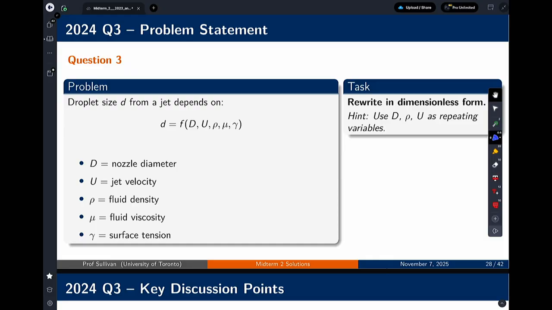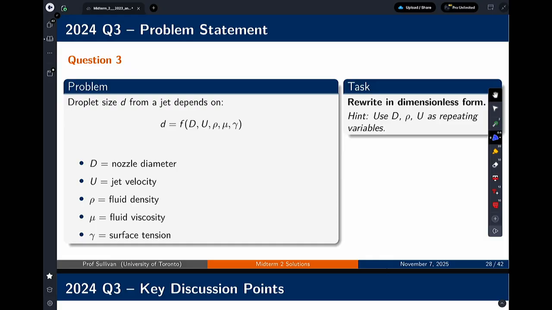And so the last one from this particular exam was one looking at dimensional analysis. And again, you've got droplet size d from a jet depends on nozzle diameter, jet velocity, fluid density, fluid viscosity, and surface tension. And you're asked to write this in dimensional form. And one of the things that when you do dimensional form problems on exam, we often give you some help. So D, rho, U are the repeating variables. So you don't have to go through this to figure out what's going on.